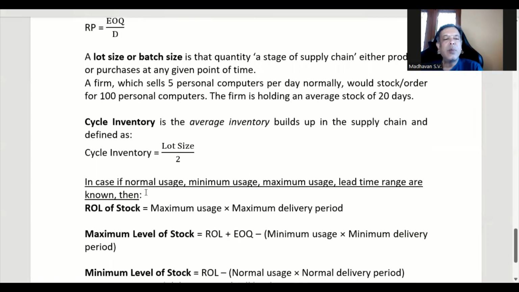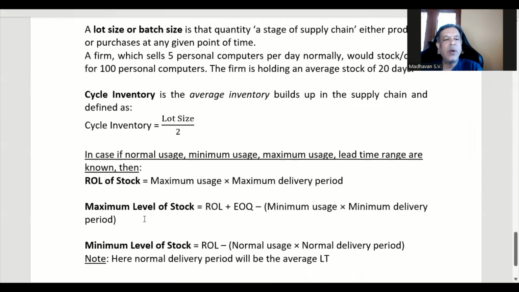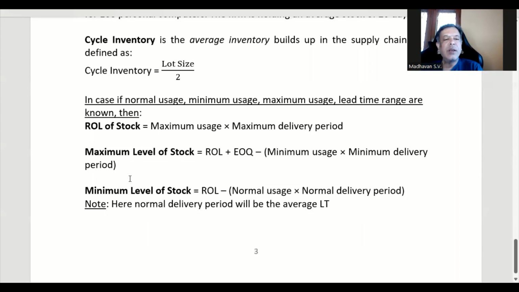So in case if normal usage, minimum usage, maximum usage, lead time are known, then how do we calculate the following? One is reorder level of the stock. We can calculate it as maximum usage into maximum delivery period. Maximum level of stock can be calculated as ROL plus EOQ minus minimum usage into minimum delivery period. Minimum stock level can be calculated as ROL minus normal usage into normal delivery period. In this case, whenever we say normal delivery period, it will be the average lead time. So these are some of the terminologies.